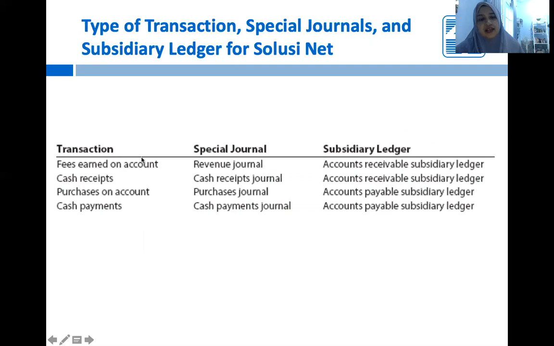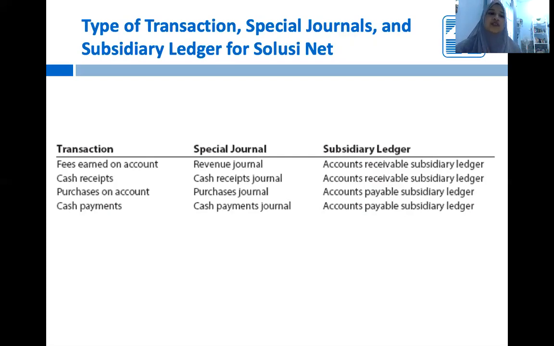Let's see how the linkage between the transaction to special journal and subsidiary ledger. Let's say the transaction of fees earned on account, or providing the services on credit. We provide the service to the customer, but they haven't paid yet. So we record that into revenue journal, and also we post to the account receivable subsidiary ledger for the specific customer.